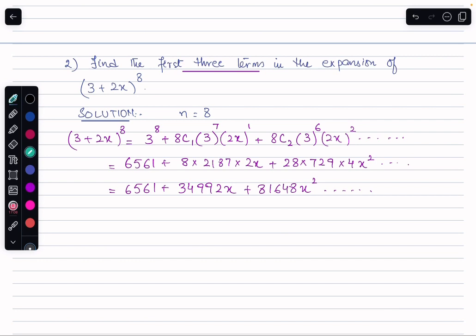So this here is going to be the expansion for (3 plus 2x) to the power 8 up till the first 3 terms. So this is how this question needs to be done.